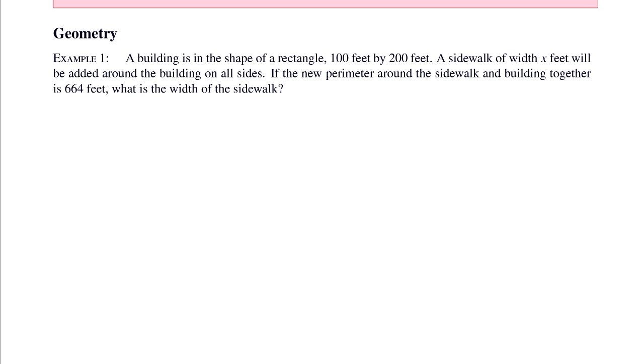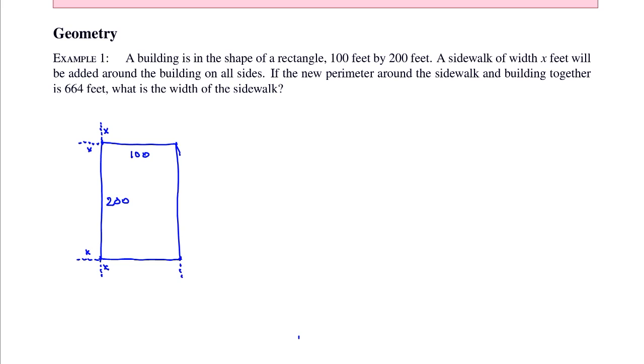So here, because it's a geometry question, we'll definitely want to draw some sort of picture. I'm going to start with the building itself. It's a rough sketch, but we know the building is 100 feet by 200 feet. And then next, on all sides, we're going to have x feet of sidewalk. So I'm going to draw it. It may not be to scale. That's okay. It's going to go out like this. So that's x, and that's x, and down here, another x, another x. It's x all the way around, and even in the corners here.